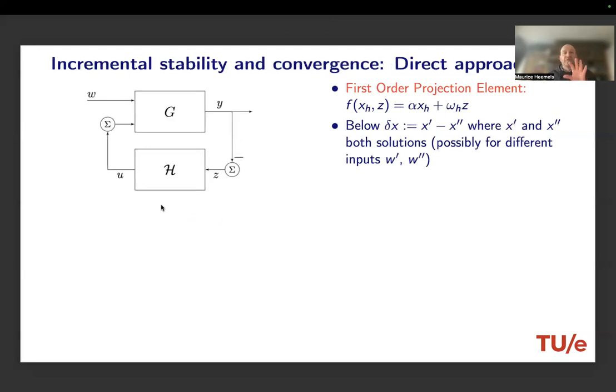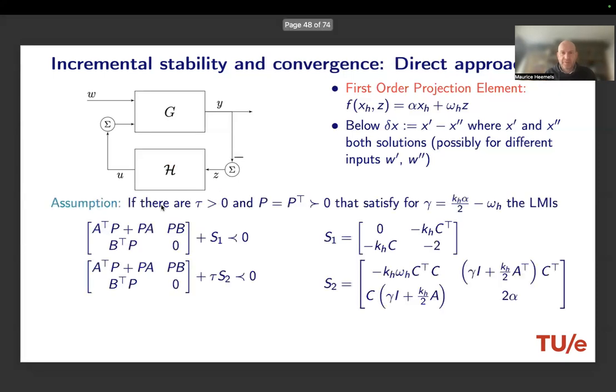So one way that we proved convergence or incremental stability, and let me emphasize again, we're talking here about a discontinuous dynamical system, a discontinuous piecewise linear system, so this is quite a tough job. In principle, we started studying the incremental dynamics. We have a first order projection element here, that is the unprojected dynamics of the Higgs. We look at the incremental dynamics between two solutions, so we look at the delta X dynamics. And in principle, what we try to do is directly construct a Lyapunov function, in fact an incremental Lyapunov function, for these incremental dynamics.